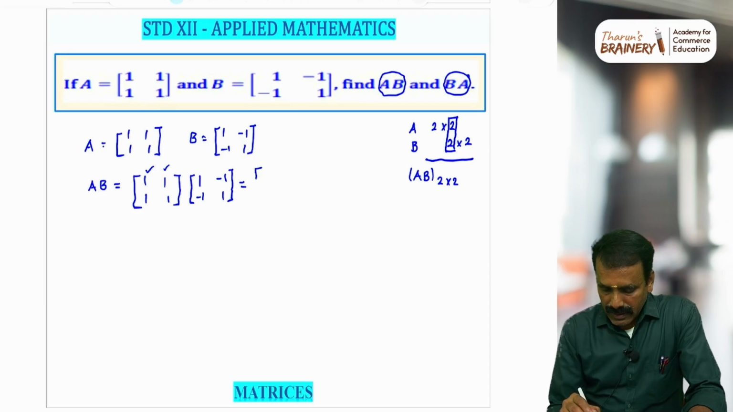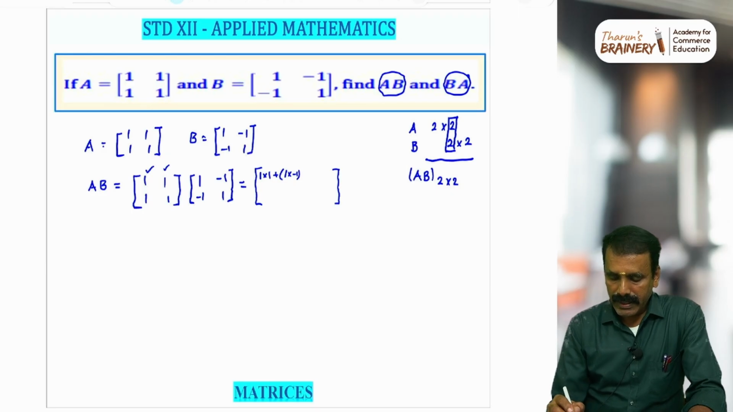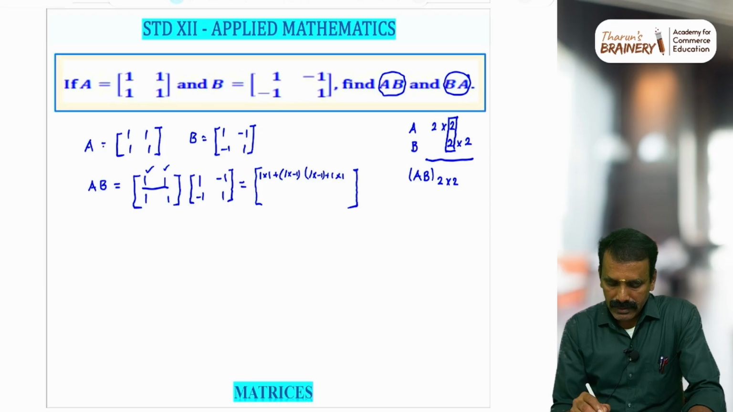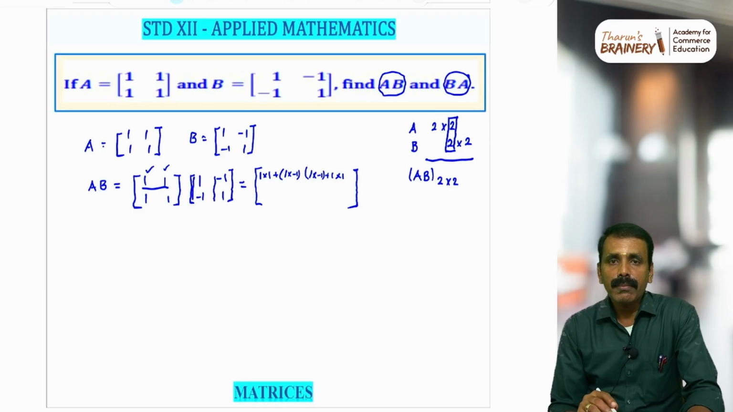So we start. We are going to find the first row, first column element. So 1 is multiplied with the 1 plus 1 is multiplied with the minus 1. Again, 1 is multiplied with the minus 1, and 1 is multiplied with the 1. So I multiplied the first row elements with the first column as well as the second column. So the first row multiplication is over.